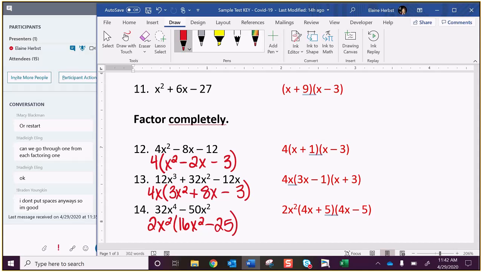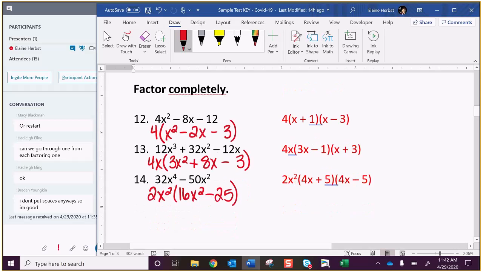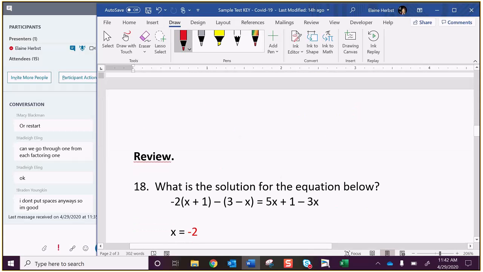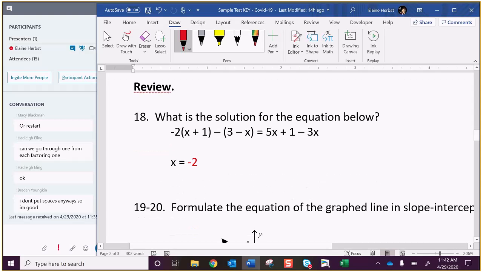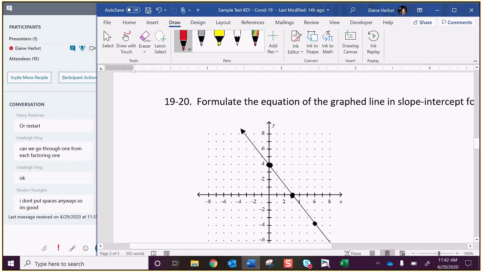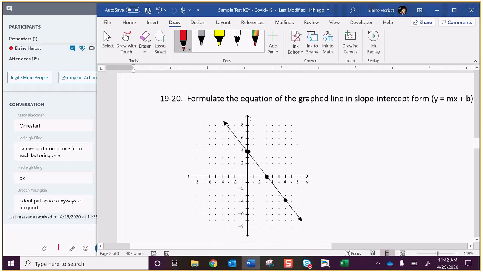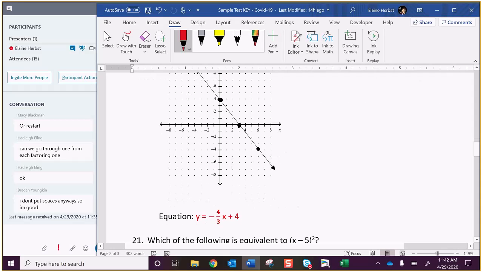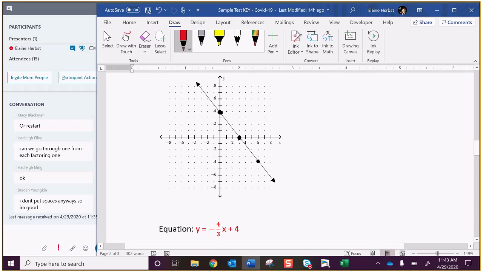Okay, let's see how we did on the review. Moving on. The solution to the equation is x equals -2. The equation for the line that's graphed, in slope-intercept form, y equals mx plus b, is y equals -4/3 x plus 4.